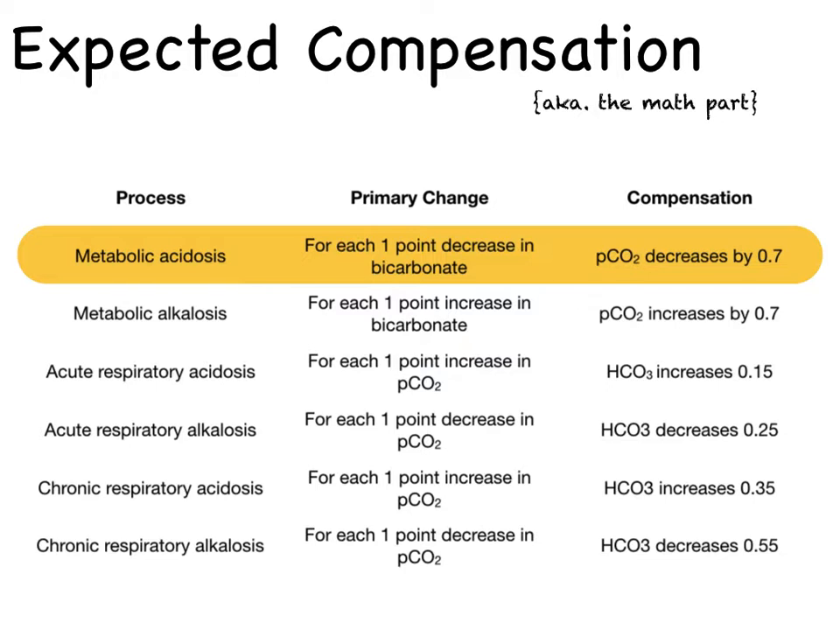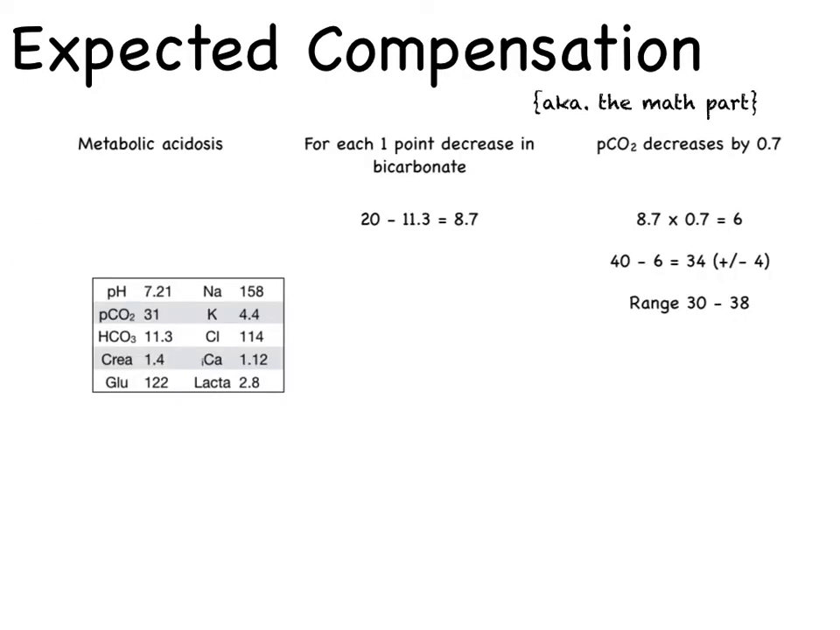So, let's look at our patient. Step 1 is to see how much the bicarb has changed from normal. So, normal bicarbonate is about 20. We're going to subtract our patient's bicarbonate of 11.3 from the normal bicarb of 20, and that gives us 8.7. So, for every 1 point change in the bicarbonate, the CO2 should change by 0.7 points. We're going to multiply the 8.7 times 0.7, which gives us 6. So we think the CO2 should go down by about 6 points in response to the abnormal bicarbonate.